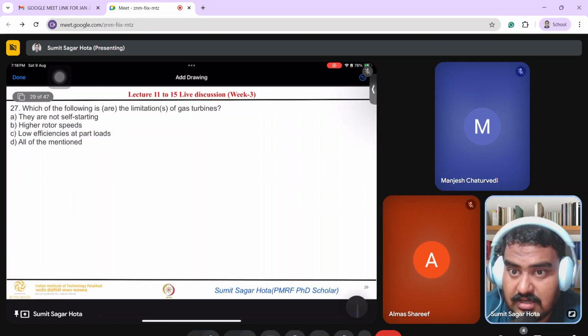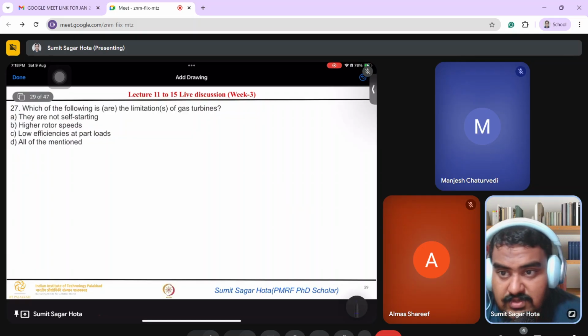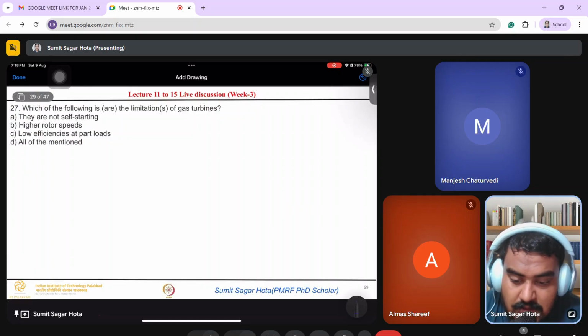Which of the following is or are the limitations of the gas turbine? They are not self-starting, high rotor speed is required, and it has low efficiency at part loads. Yes, all are true. So all these problems we need to address to improve the efficiency of the gas turbine.